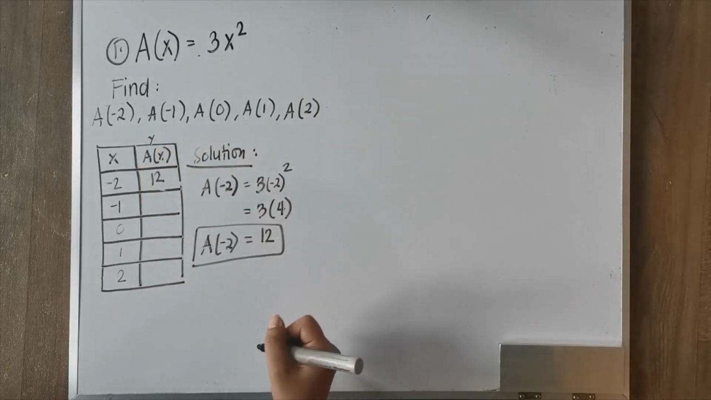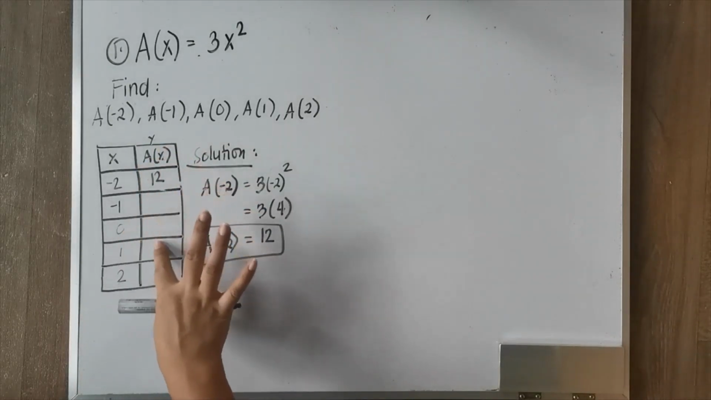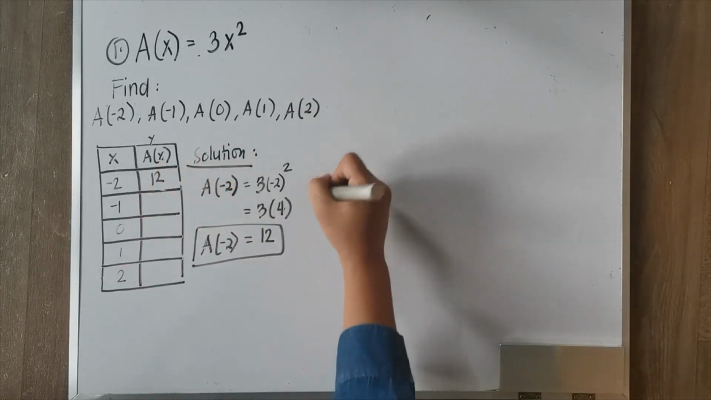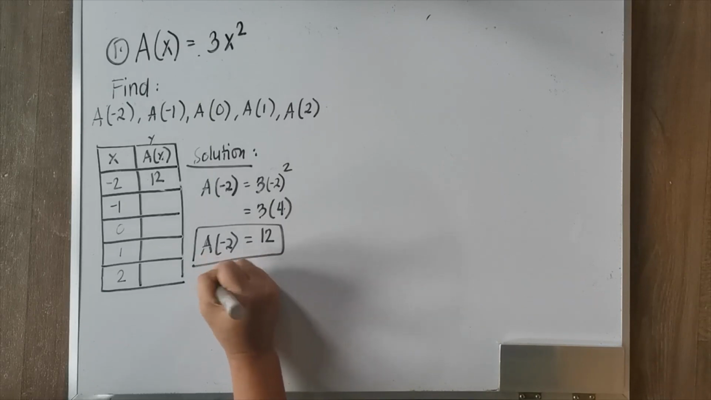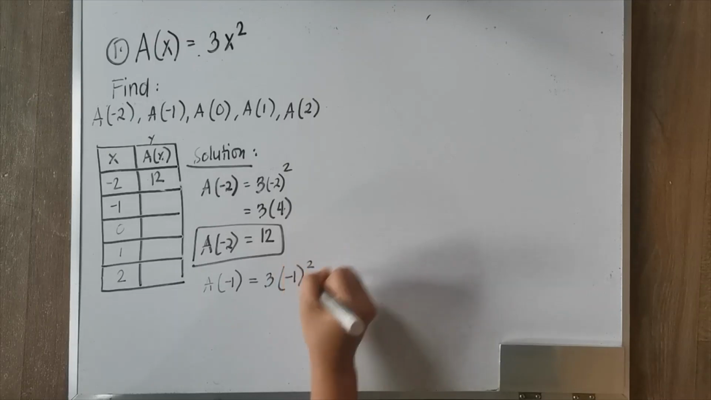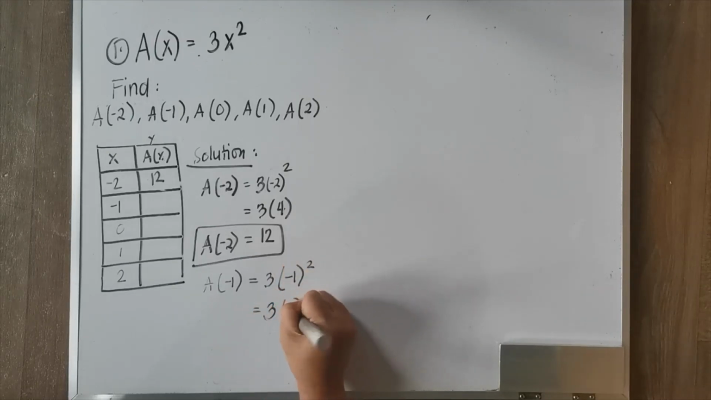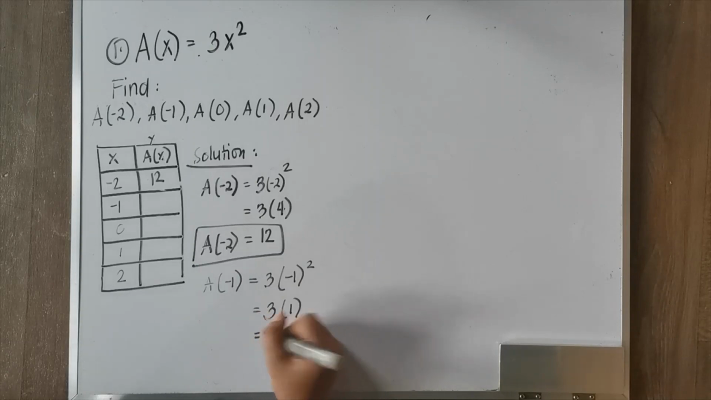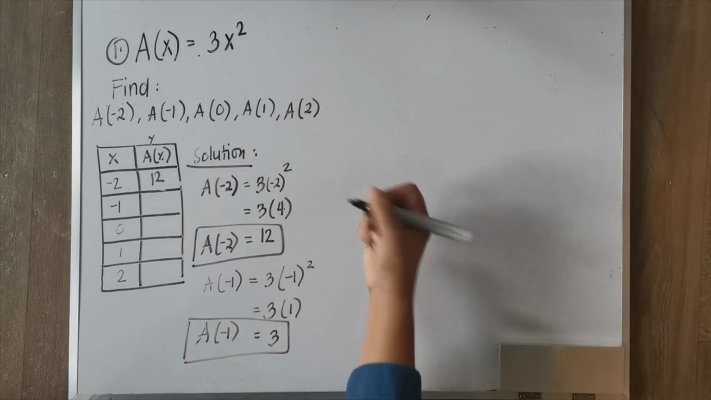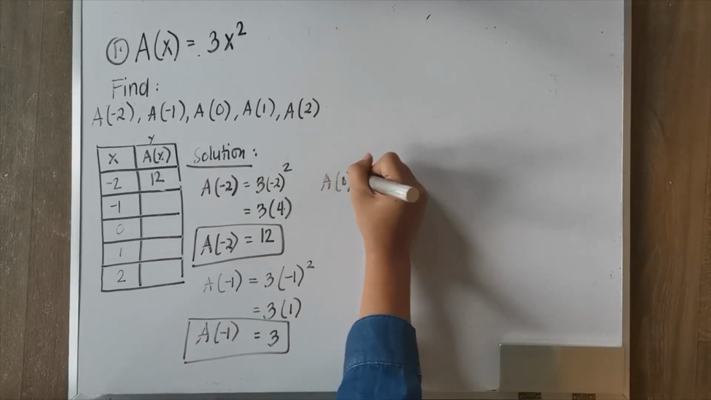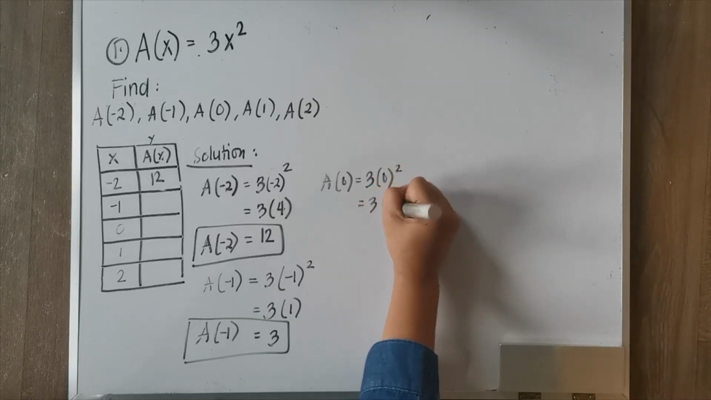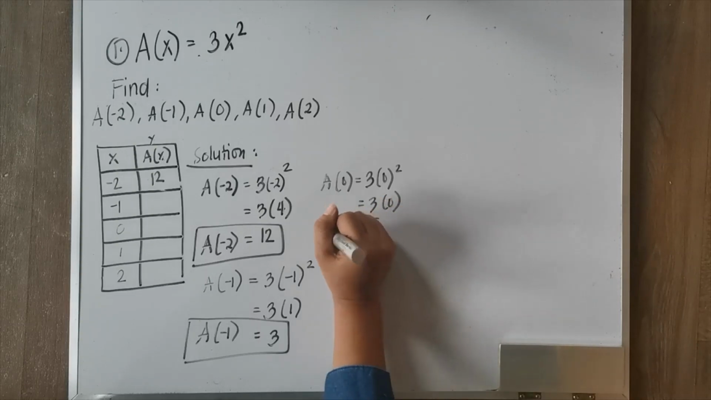So we will repeat this process 5 times, because we have here 5 different cells. So a of negative 1 is 3 times the square of negative 1. So you'll have 3 times 1. This is 1. And you now have a final answer of 3. So a of negative 1 is 3. So we repeat the process, a of 0. So this is like 3 times the square of 0. So you have 3 times 0. Your final answer is 0.